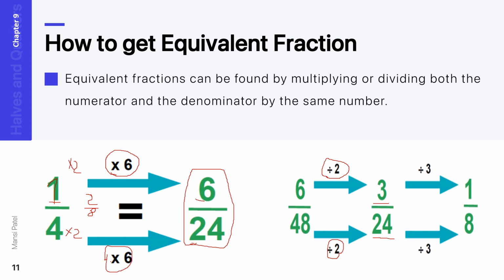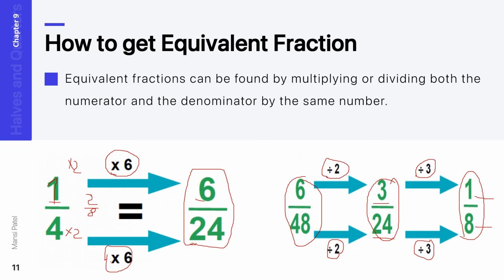Now again, we divide by 3 in the numerator as well as in the denominator. Then 3 divided by 3 is 1. And 24 divided by 3, your answer is 8. So 1 upon 8, 3 upon 24 and 6 upon 48, these all are equivalent fractions.